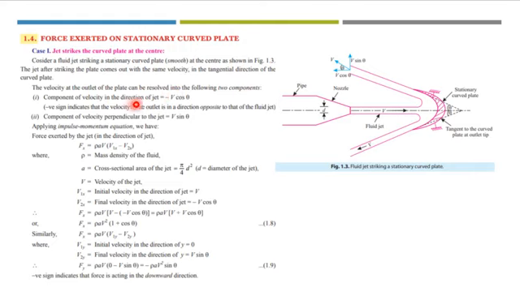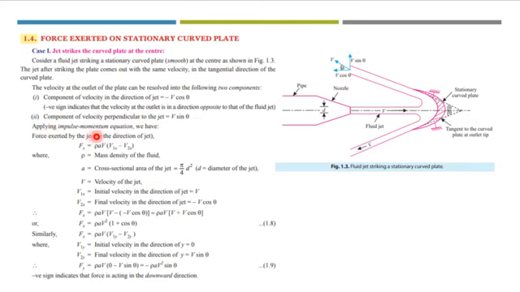Number one, the component of velocity in the direction of the jet. That will be minus V cos theta, as you can see in this figure, that the jet is coming out in this direction, which is V, and when we resolve it into x and y components, this is V cos theta, the x component, and the y component is V sine theta. So the final velocity is in the opposite direction to that of the incoming jet, so it will be minus V cos theta. The negative sign indicates the velocity at the outlet is in a direction opposite to that of the fluid jet. Number two is the component of velocity perpendicular to the jet, which is V sine theta.